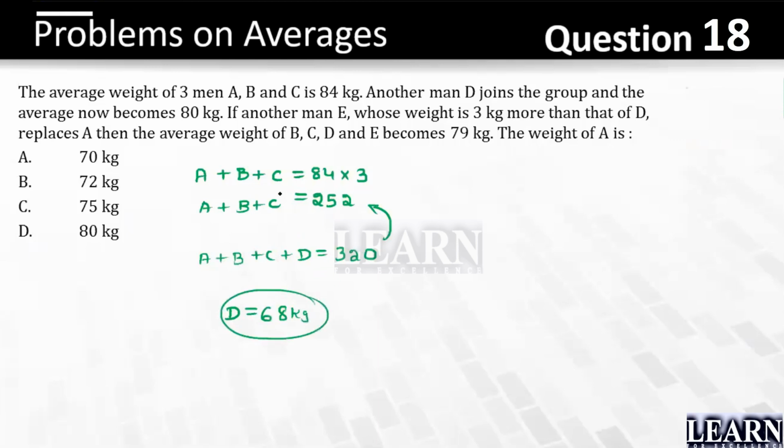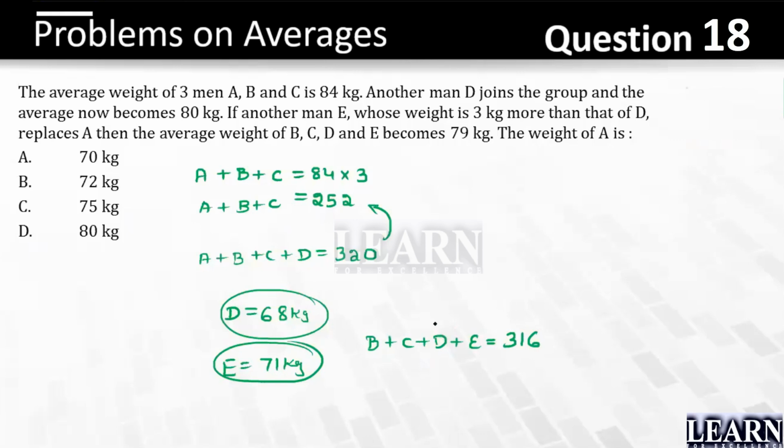Next, another man E, whose weight is 3 kg more than that of D, so I can say it is 71 kg, replaces A. Then the average weight of B, C, D, E becomes 79. Now they have told B plus C plus D plus E equals 79 into 4, so I can say 316 here.